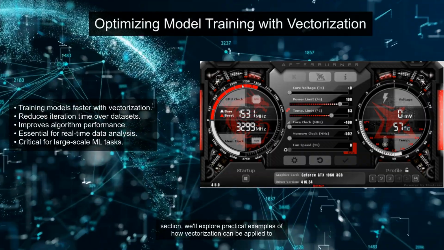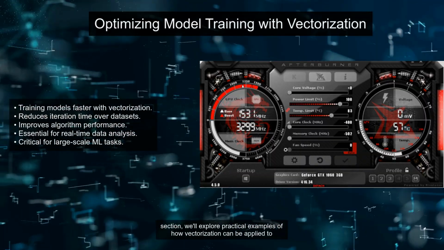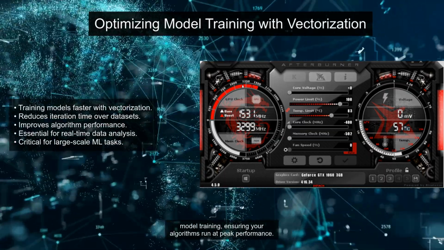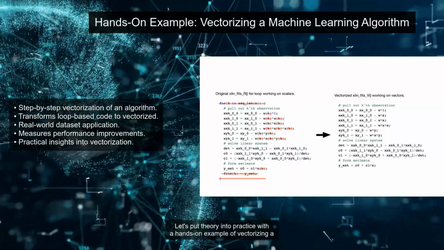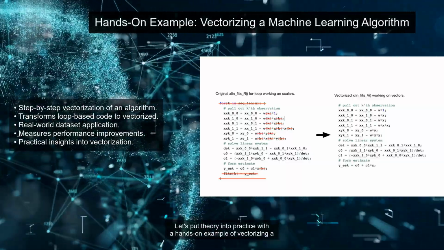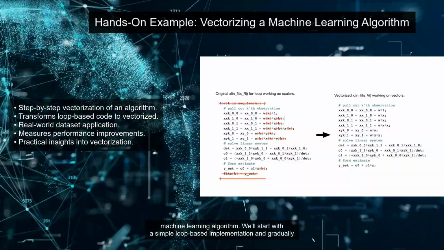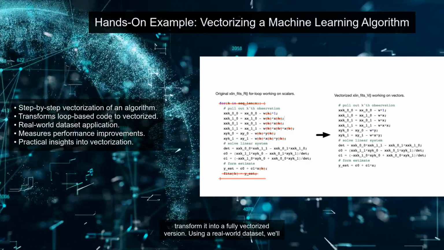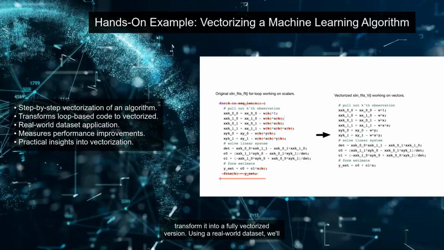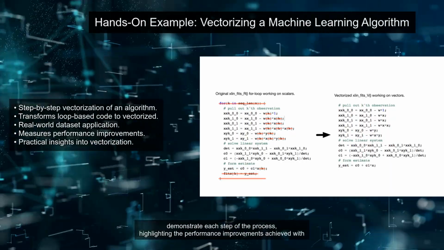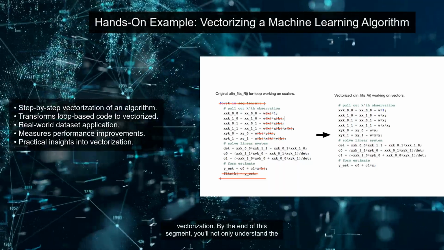In this section, we'll explore practical examples of how vectorization can be applied to model training, ensuring your algorithms run at peak performance. Let's put theory into practice with a hands-on example of vectorizing a machine learning algorithm. We'll start with a simple loop-based implementation and gradually transform it into a fully vectorized version. Using a real-world dataset, we'll demonstrate each step of the process, highlighting the performance improvements achieved with vectorization.